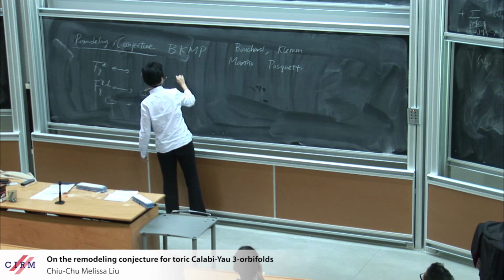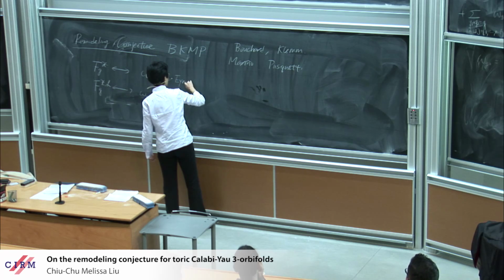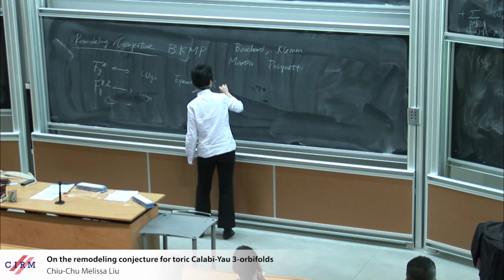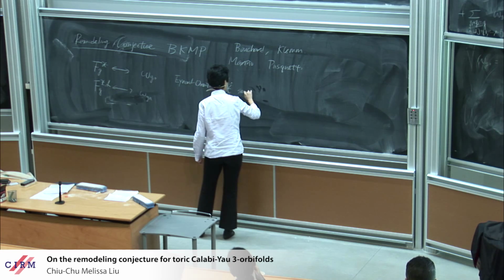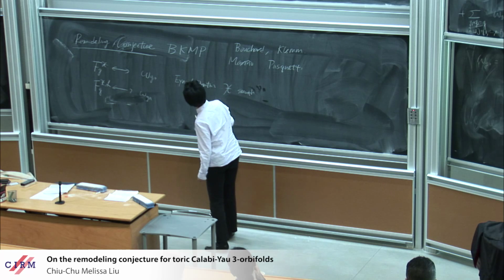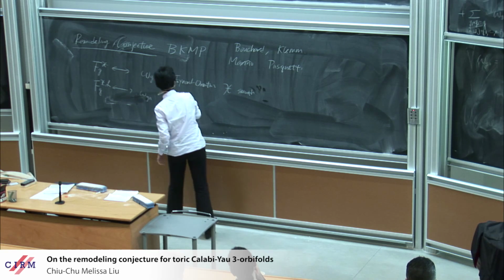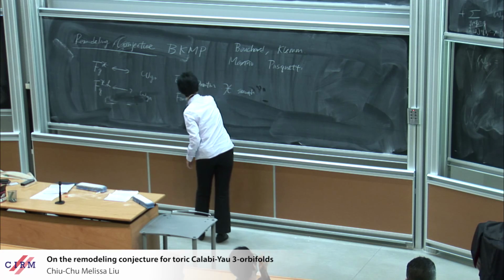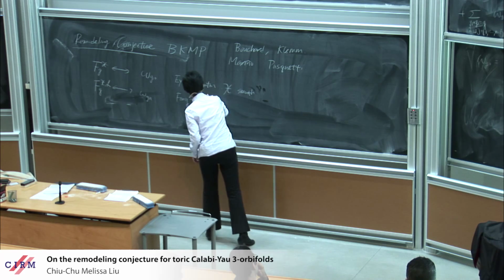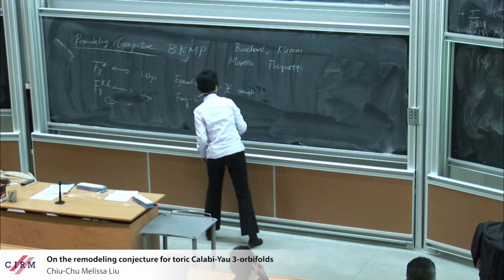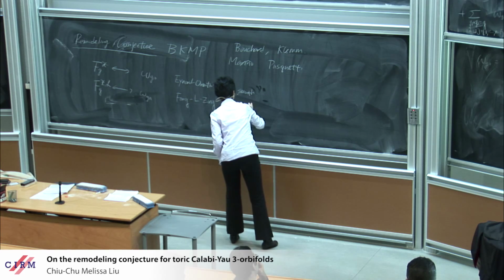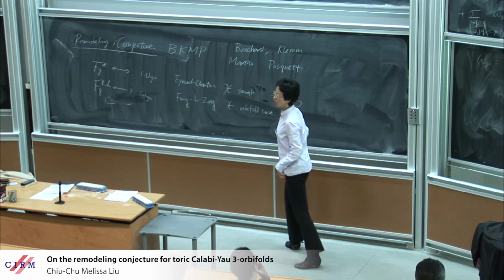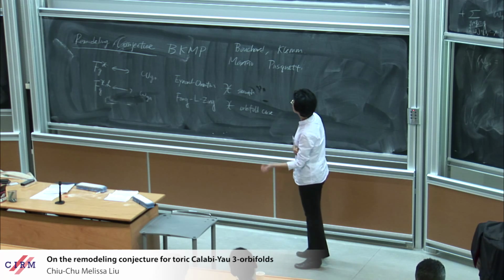Eynard-Orantin proved this when X is a smooth toric symplectic manifold. And my collaborators Bohan Fang, Zong, and myself did the orbifold case. Okay, so that's what this conjecture is about.